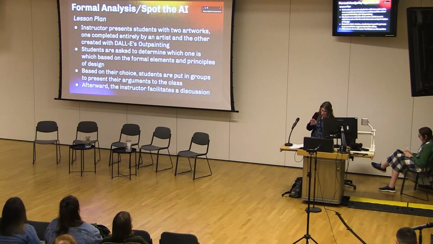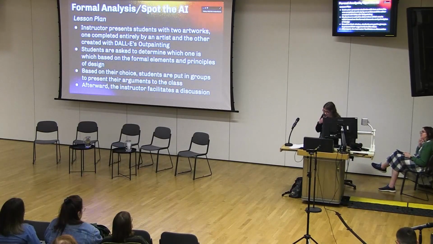So before the lesson, the instructor chooses an artwork, crops it, and then uses outpainting to complete the image via AI. Then, during class, the instructor asks students to determine which artwork was created entirely by the artist and which one was partially generated via DALL-E based on the use of formal elements and principles of design. Students, again, are put into two groups, but this time it is based on their choices, right? Like which one they think was generated by DALL-E, which one was the artist, and asked to formulate their arguments and participate, again, in a class-wide debate.